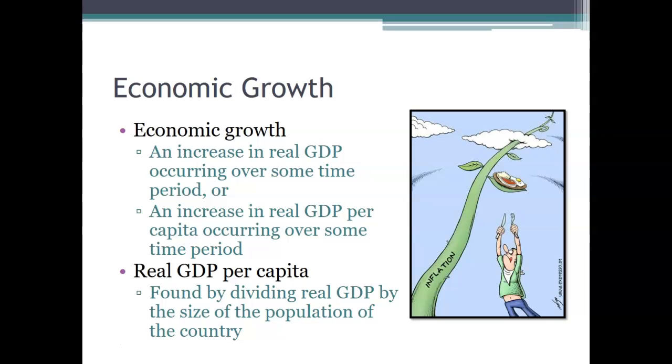The real GDP per capita is found by simply dividing the real GDP by the size of the population or region or whatever it is you're talking about. That would then identify the economic growth. Again, we want to talk about the real GDP, so we only focus on the actual output of goods and services, and we don't have to worry about the prices and the inflation.